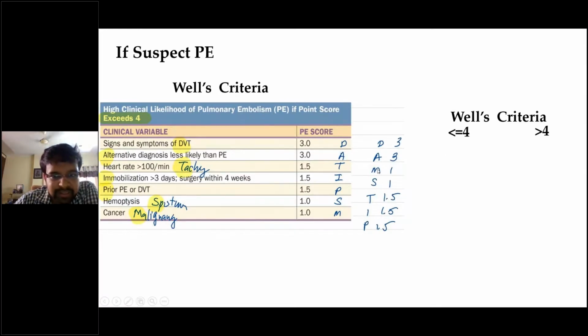M and S are giving 1 point. That is the malignancy, cancer, and sputum में blood, that is hemoptysis. T is nothing but tachycardia, heart rate more than 100 beats per minute. I is immobilization for more than 3 days, and P is prior history of pulmonary embolism or DVT. So once you add these all up, you will get something known as the pulmonary embolism score, the Wells criteria score. And if it is more than 4, it is highly likely. The pre-test probability of having pulmonary embolism is very high.